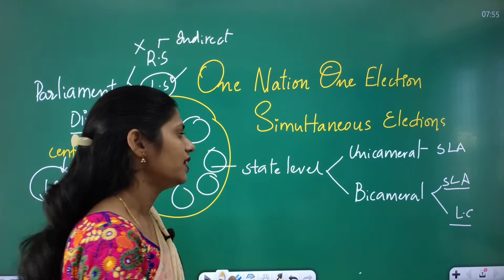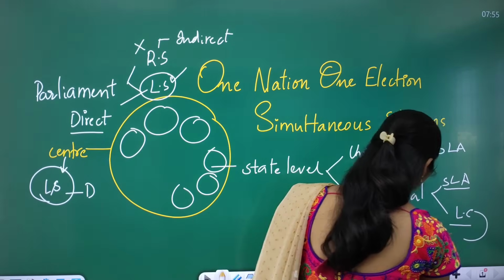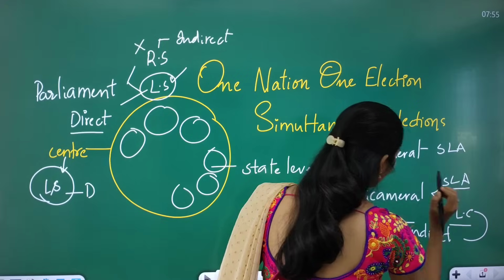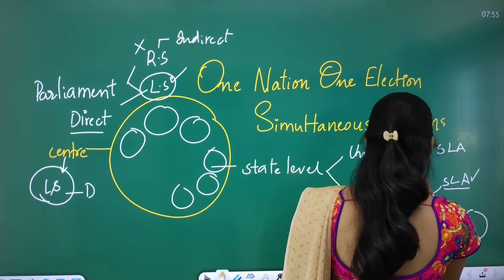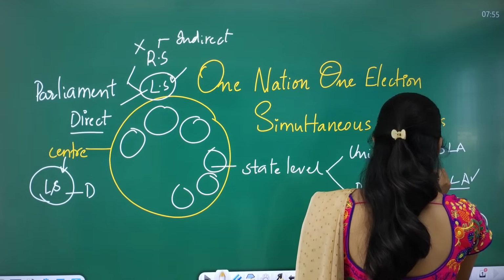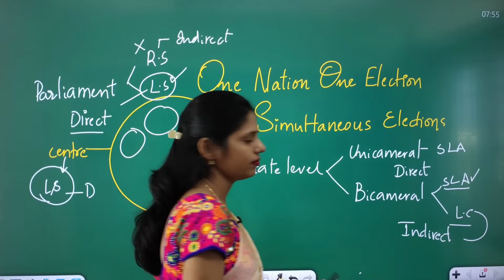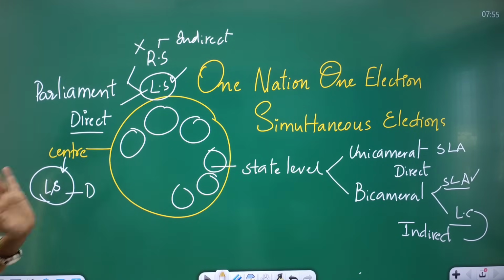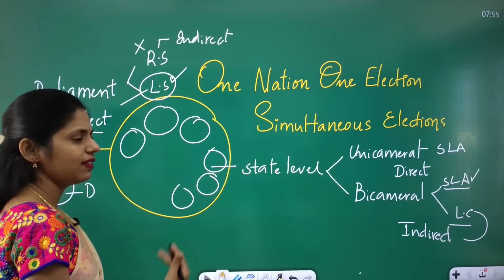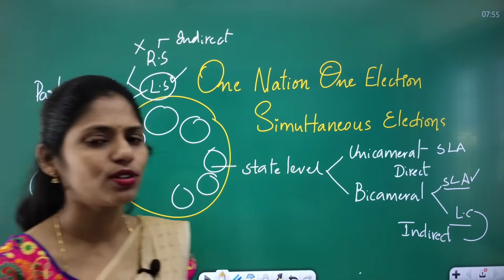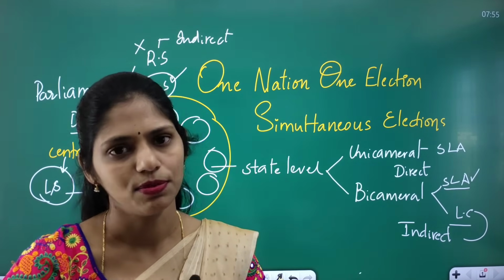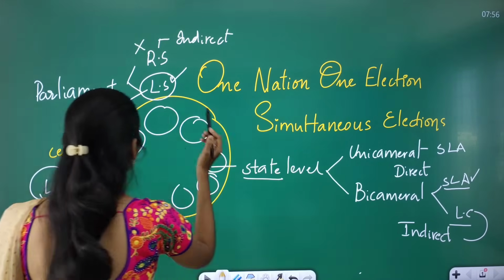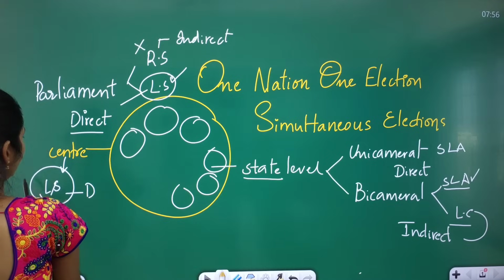Yes or no? Yes. So for this council, again we have indirect elections like Rajya Sabha, and for legislative assembly we have direct elections. Clear? So this is about the election pattern at central level as well as at state level. And we even have local level elections for panchayats and municipalities. We are not talking about that local level. We are talking about state level as well as central level.